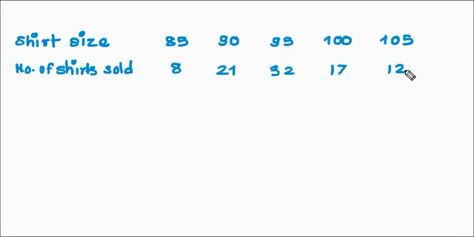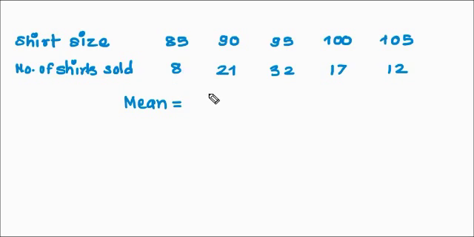Now he wants to reorder the shirts. So how many shirts should he reorder? For that, he wants to calculate the mean. So what is mean? Mean is sum of observations divided by number of observations.